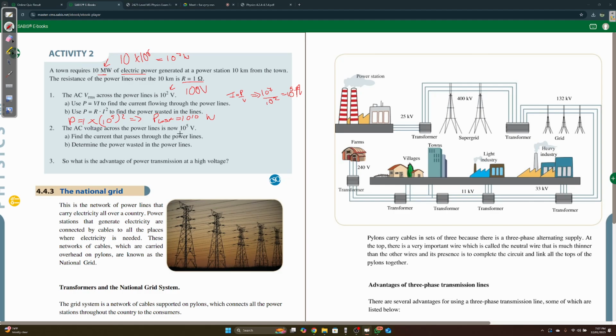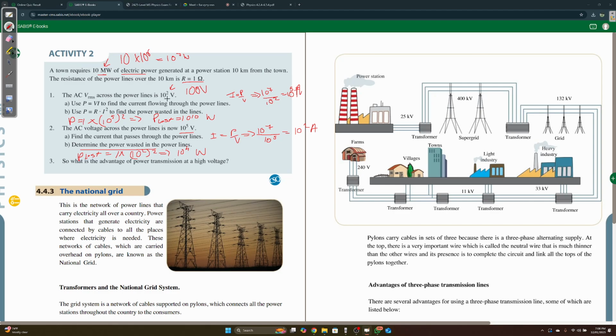Now they said the VRMS is 10 to the power of 5. Repeat what you just did, but use 10 to the power of 5 instead. Find the current. Again, I is equal to P over V. 10 to the power of 7 is the power, the same power, but now we just increase the voltage. Divided by 10 to the power of 5, it is 10 to the power of 2 amperes. Now determine the power wasted. Same formula: power lost is equal to R I squared, so the resistance 1 times 10 to the power of 2 squared. You get 10 to the power of 4 watts.